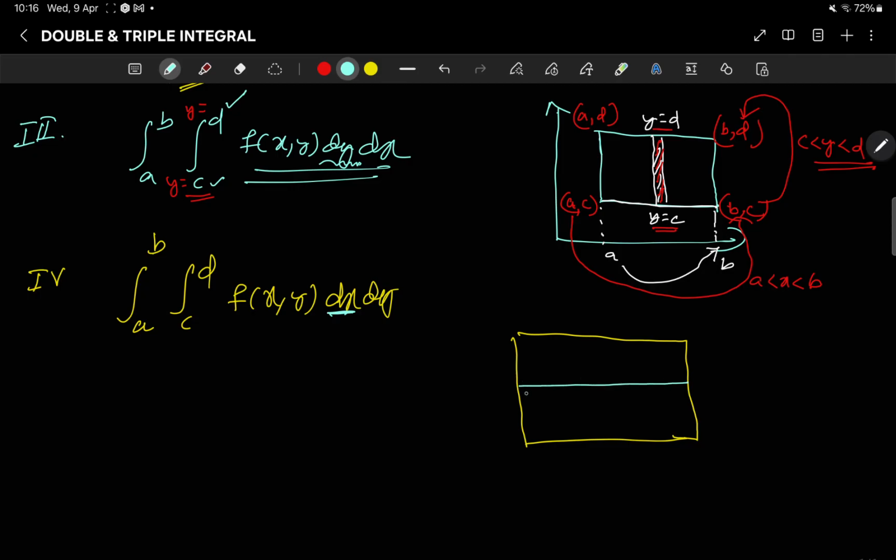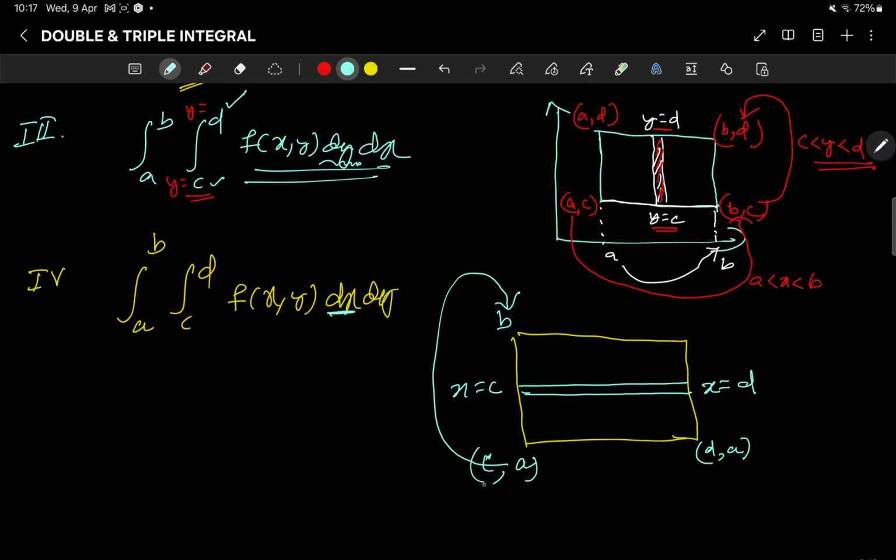This horizontal strip, with the limit on this side x equal to C and here x equal to D, and the vertical limit slides from the point A to B. This is my A, this is my B. This means this horizontal strip slides from A to B, and we may write it.